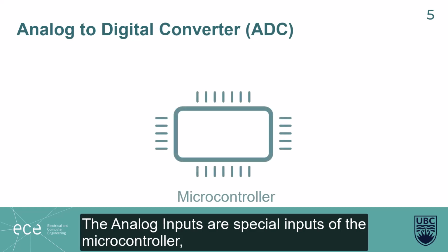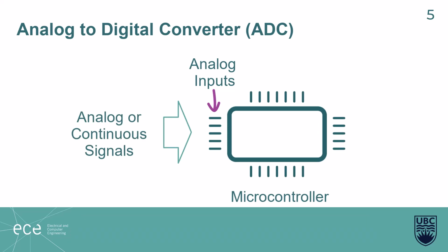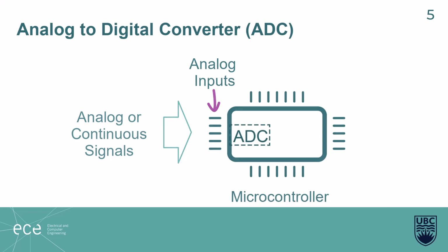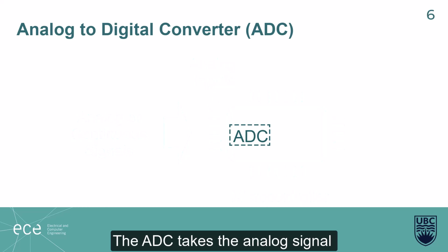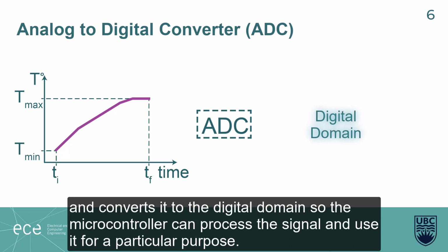The analog inputs are special inputs of the microcontroller, and they are designed for continuous signals. They are the input to a device called an analog to digital converter that is inside the microcontroller. The ADC takes the analog signal, the analog voltage which the thermocouple provides by converting the temperature of the glass of water and ice to an electric signal, and converts it to the digital domain so the microcontroller can process the signal and use it for a particular purpose.